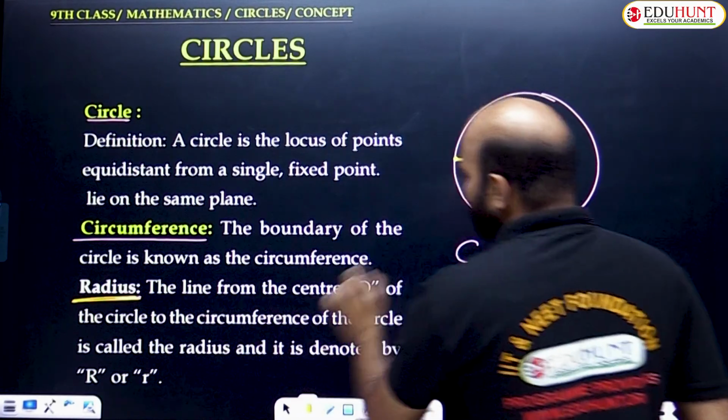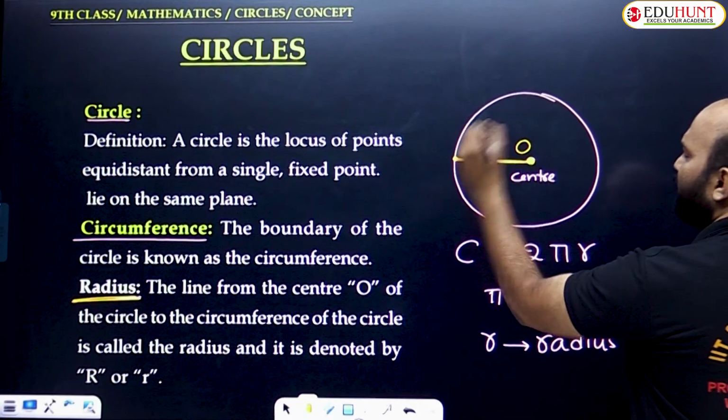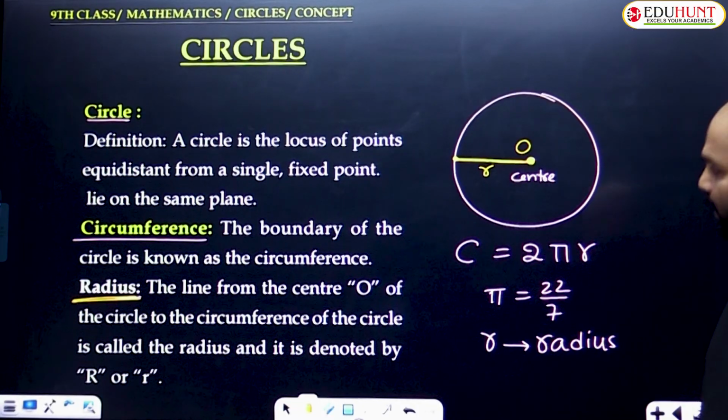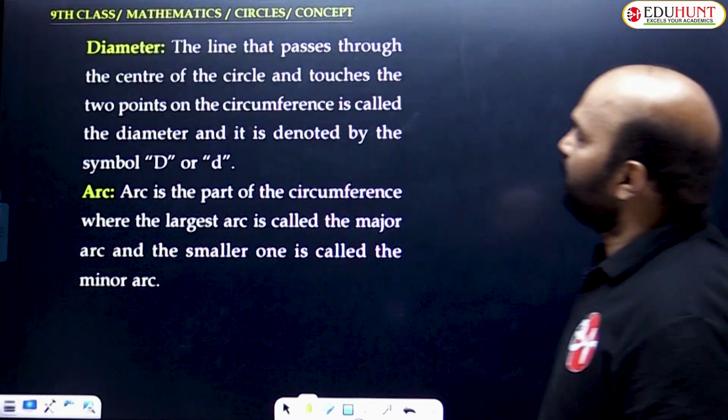So what is the radius? It is a line which is connected from the center to any point on the circumference. That line is said to be the radius. It is denoted by small r or capital R. Am I clear? Next one, diameter.